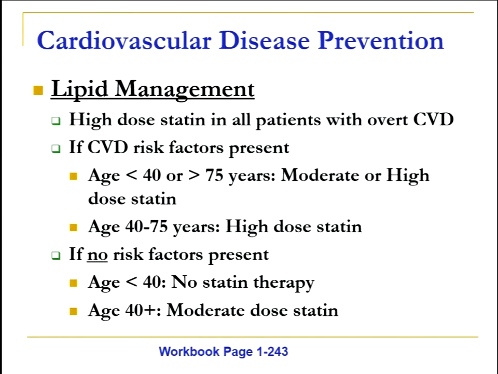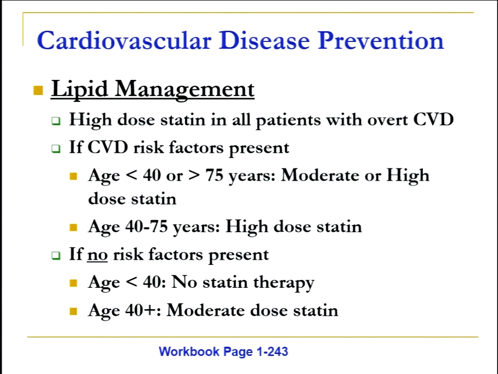From a lipid management standpoint, if you have overt cardiovascular disease, it's the same as the ACC-AHA guidelines. You should be on a high-dose statin. And the equivalent is about 80 milligrams of Lipitor or 40 of rosuvastatin. And 80 milligrams of Lipitor is really the best studied high-dose statin that we have out there. They also recommend 40 or 80, but really I don't think 40 has ever been studied in secondary prevention, at least not that I've seen.